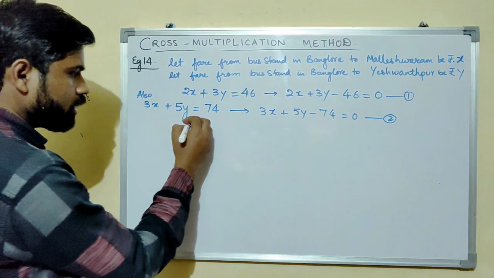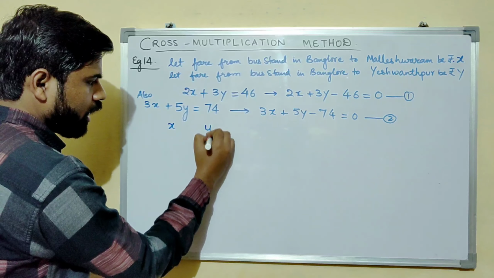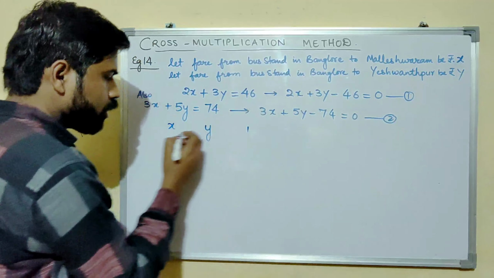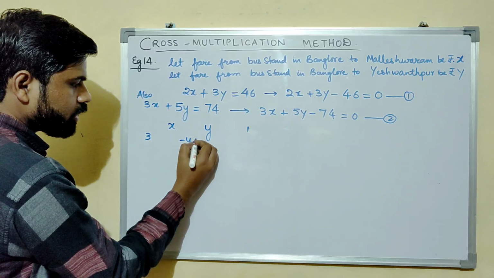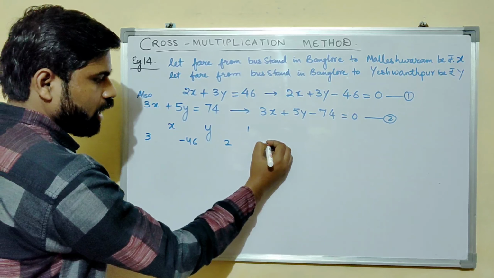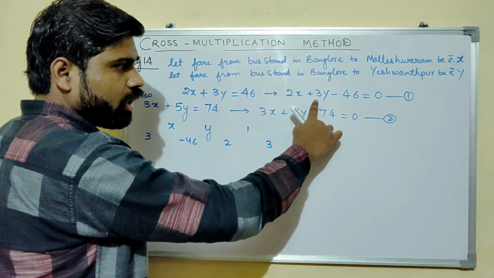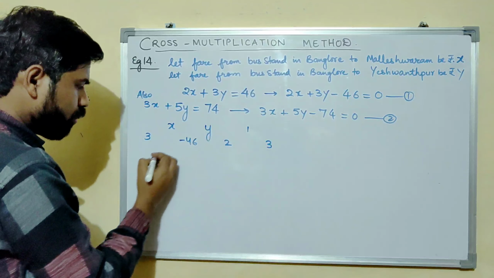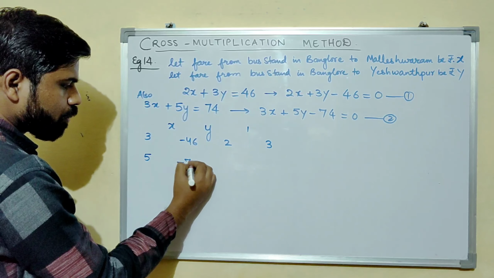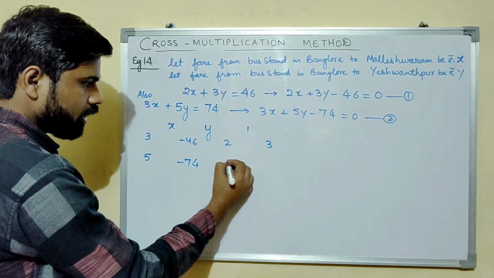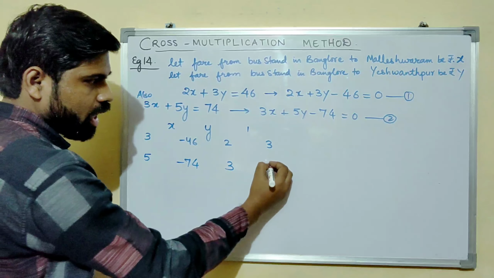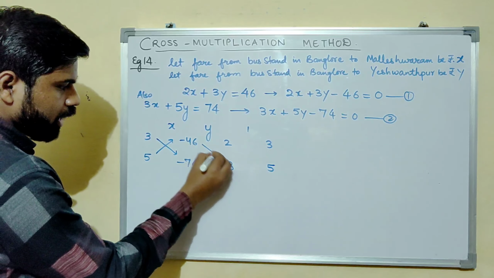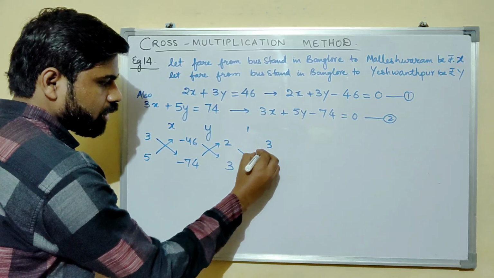So write the following as x, y, 1, and then write the coefficients starting from b. That means 3, minus 46, 2 and 3: b1, c1, a1 and again b1. Similarly for the second equation, b2, c2 and a2 and then again b2. Now you have to cross multiply and then subtract. Cross multiply, subtract, cross multiply, subtract.